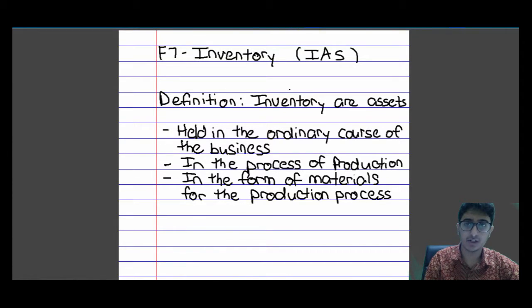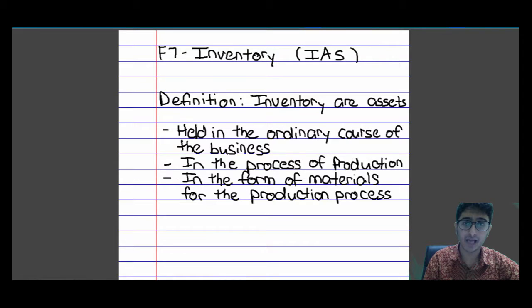By definition, inventory are assets held in the ordinary course of the business, meaning if we are selling cars, this means that the cars in the showroom would be our inventory. Why? Because we are selling it in the ordinary course of the business.